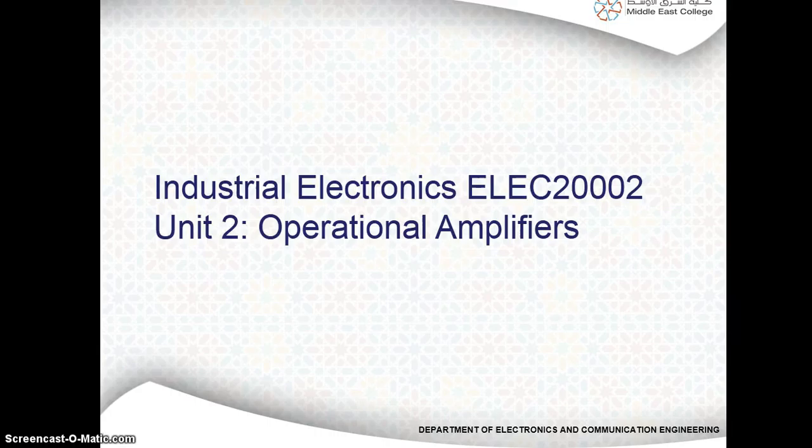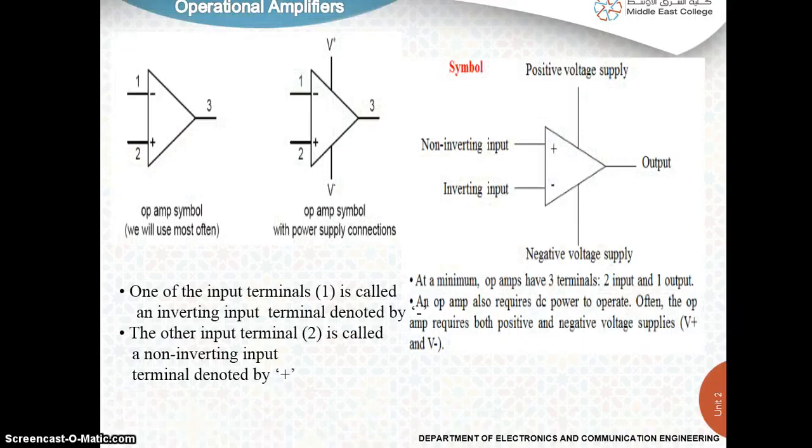So, you can see here the symbol of an operational amplifier. An operational amplifier will have two inputs and one output. The plus marked input terminal is called the non-inverting input terminal. The minus marked input terminal is called the inverting input terminal, and this one is the output terminal. That is the most often used symbol of an operational amplifier.